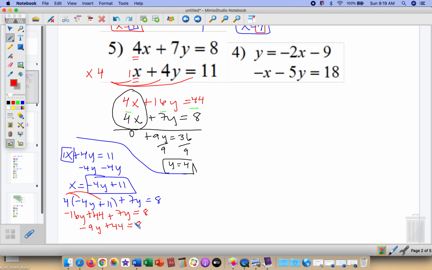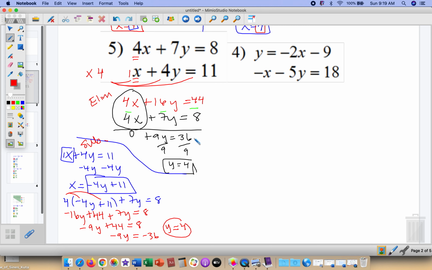Then we subtract 44 from both sides, and we would get negative 9y equals negative 36. And then when we divide both sides by negative 9, we'll get y equals positive 4. Notice whether you do it by elimination or by substitution, you will still get a y value of 4. And it should work. Graphing, substitution, elimination, you're still going to get the same answer, right?